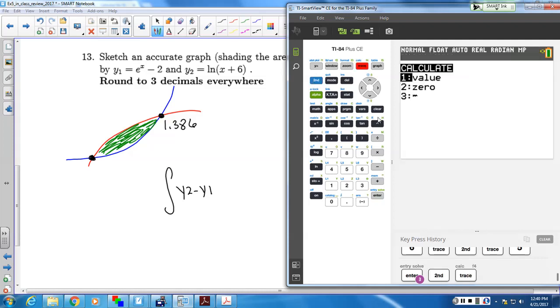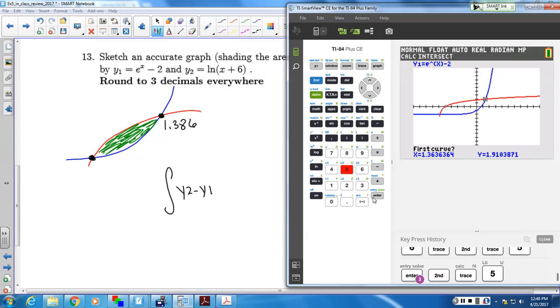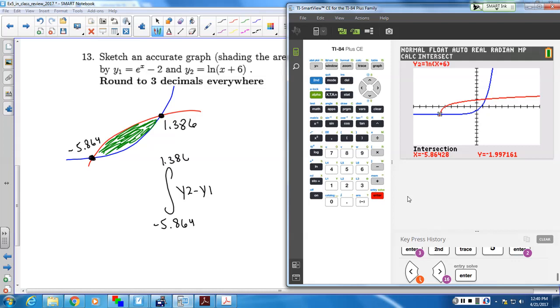Then second trace, number 5, enter, enter, and I have to change my guess. Went a little too far, I went off the function there. There we go. Enter. And it is at negative 5.864. So I'm going to integrate from negative 5.864 to 1.386.